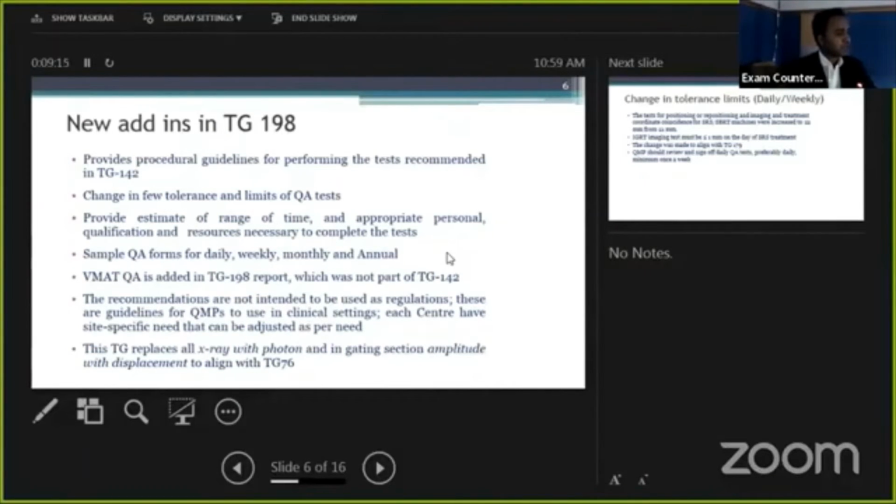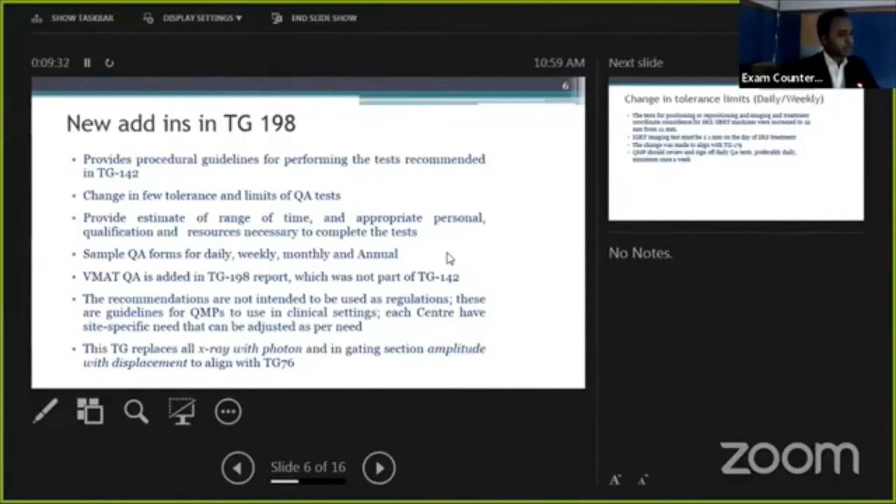VMAT QA is added in TG198 report. It was not part of TG142 because VMAT had just come at that time when this report, TG142, was published. So there was not enough literature to incorporate VMAT QA at that time. So VMAT QA is added in this report.